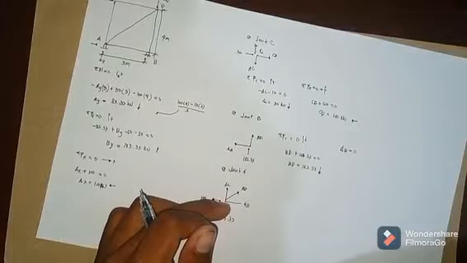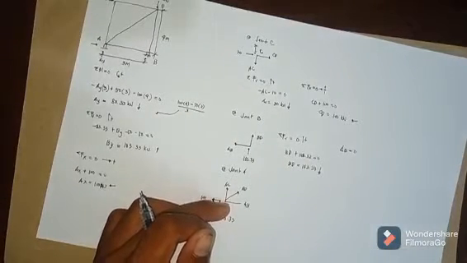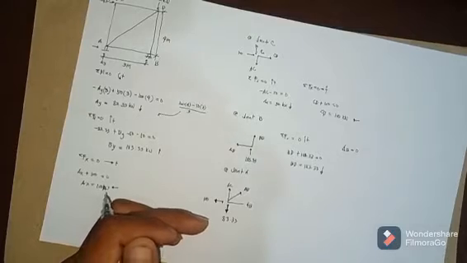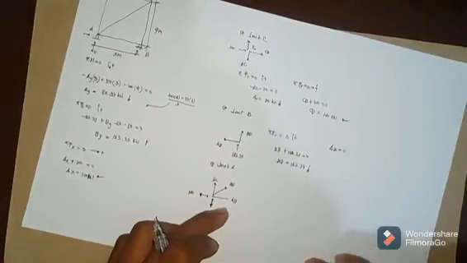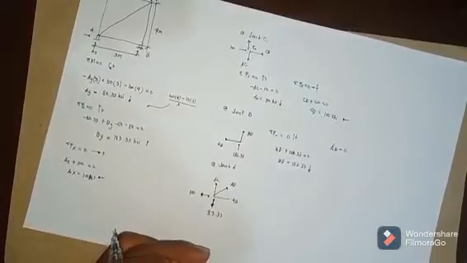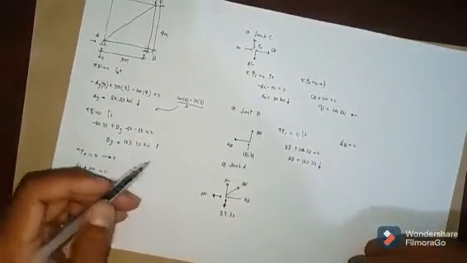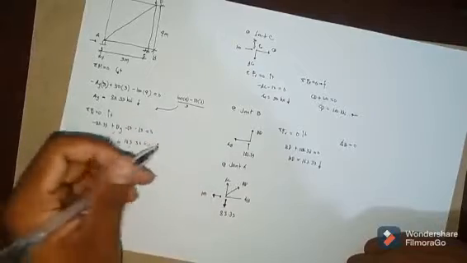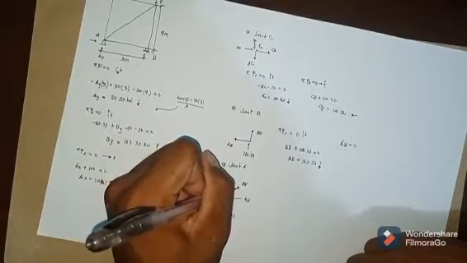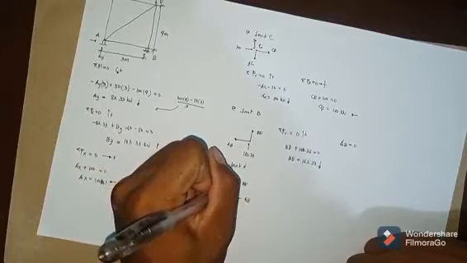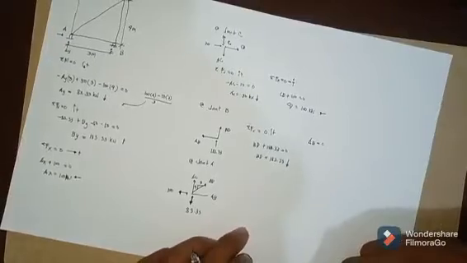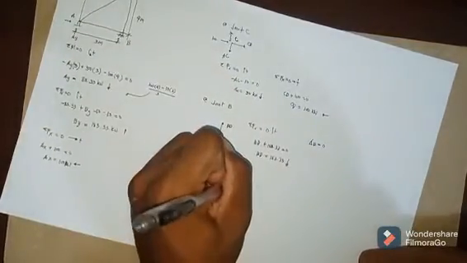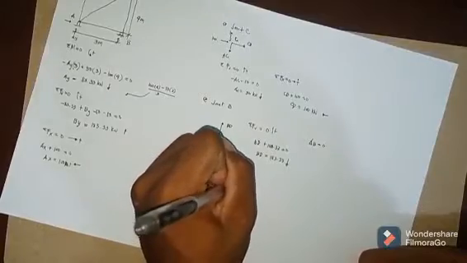Para mahanap tong AD natin, we're going to find the forces vertically. So, lalagyan natin dito ng condition, which is, 3 ang run and 4 ang rise natin. So, summation of forces tayo. Summation of forces vertically is equals to 0.